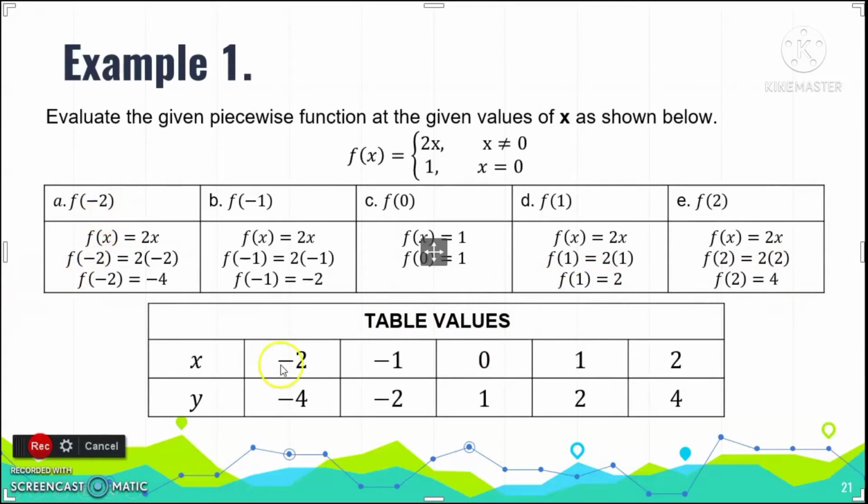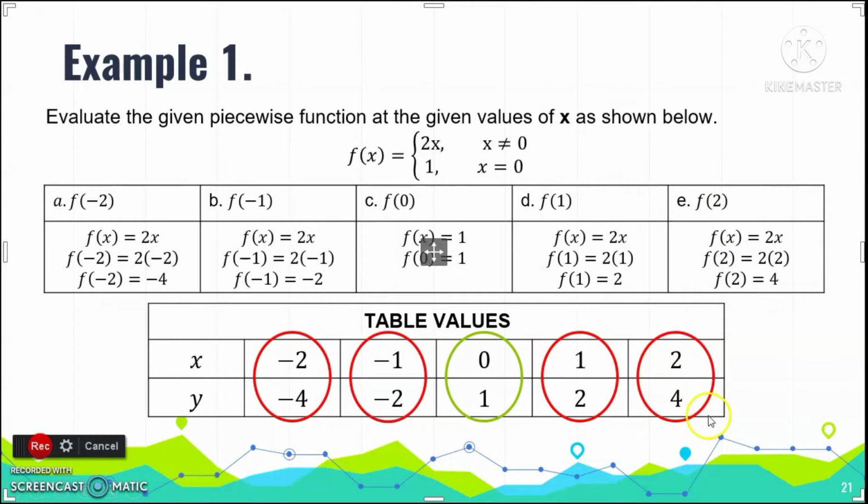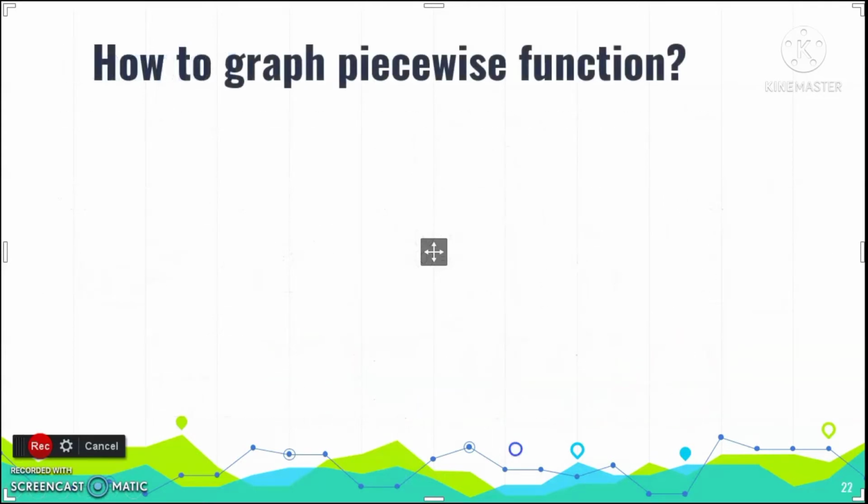If x is -2, therefore our y is -4. If x is -1, therefore our y is -2. If x is 0, therefore our y is 1. If x is 1, therefore our y is 2. And if x is 2, therefore our y is 4. That is our table values. Now, let's proceed to graph.